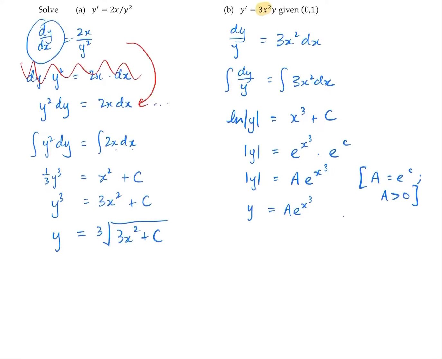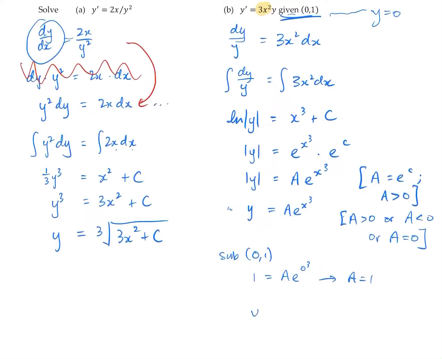Looks like I've done nothing really, but now a greater than 0 or a less than 0. Do we have a trivial solution here? Well, if y equals 0, that looks like a trivial solution, doesn't it? So that means that y can be 0 as well, or a equals 0. Now we've been given the point 0, 1, so if we substitute 0, 1, we get 1 equals a e to the 0 cubed, so a equals 1, and so y equals e to the x cubed. Done.